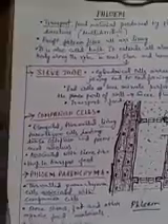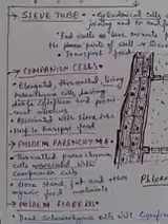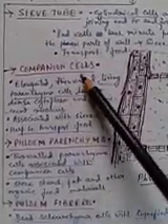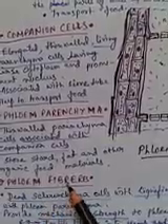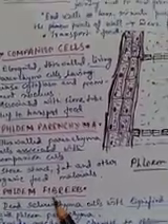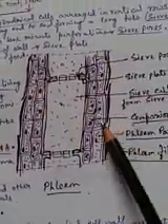Now we can divide the phloem into 4 separate types. One is the sieve tube, next type is the companion cell, third type is the phloem parenchyma and fourth type is the phloem fiber or bast fiber. Let me explain all 4 different types in a single diagram.